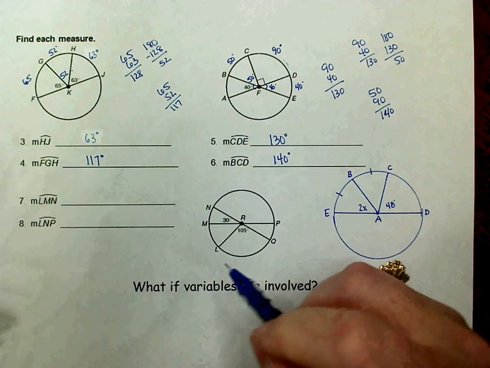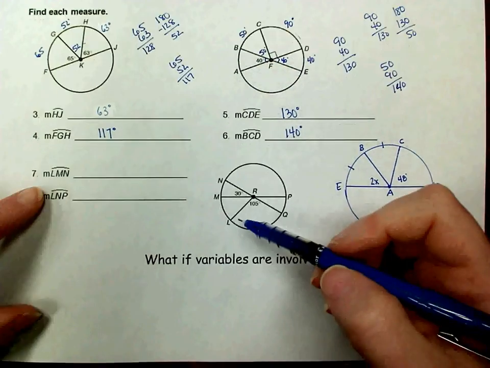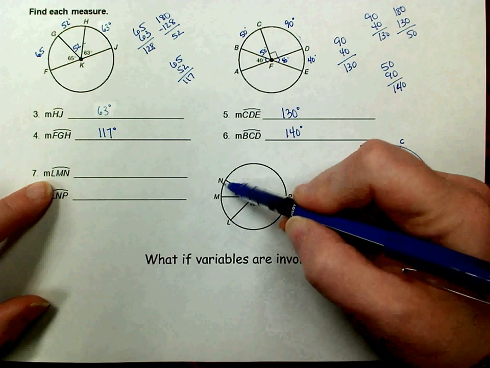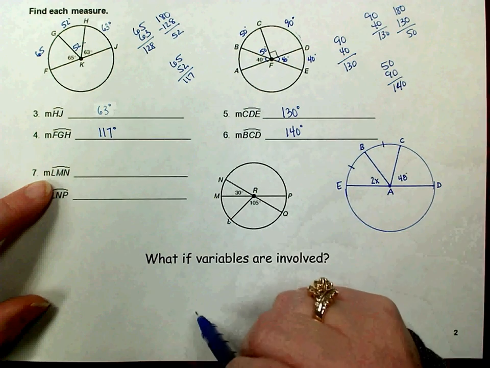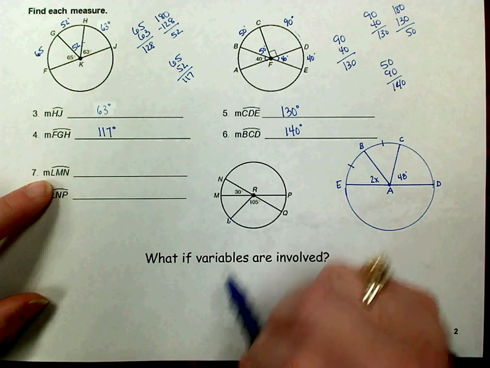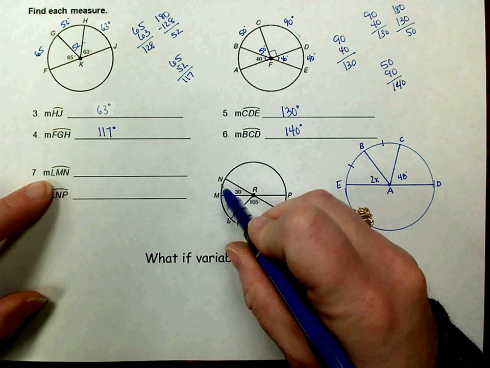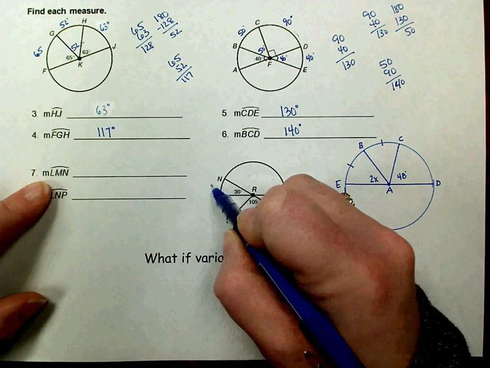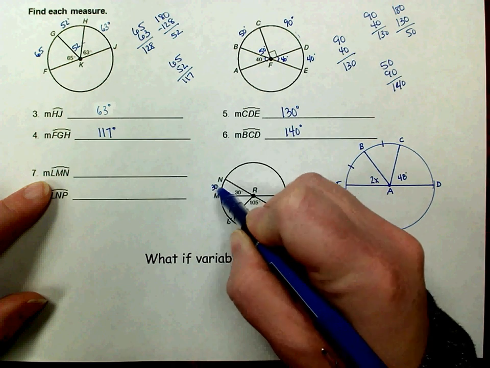On number 7, we're using this circle down here. We're asked for the measure of arc LMN. Again, that's a minor arc, but just being clear about which arc we're talking about. So to find LMN, I know part of the arc, since I'm given this central angle is 30. I know M to N, that arc is also 30 degrees.